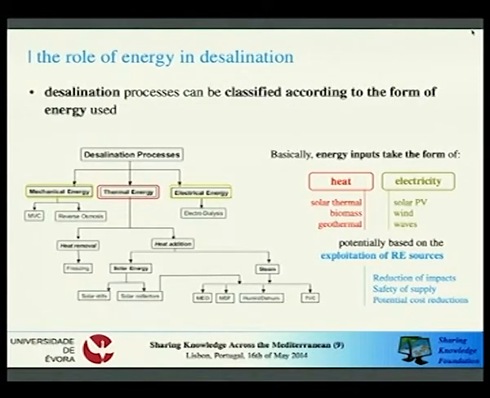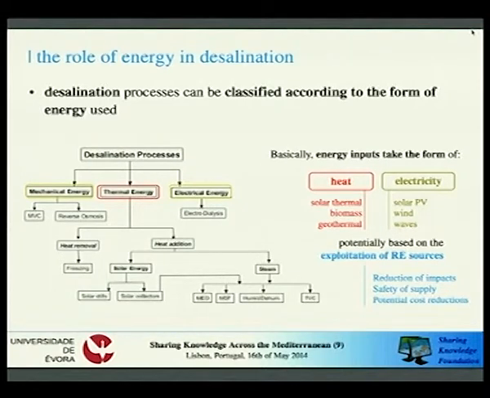So in this chart, we can see that desalination processes can be classified in terms of the energy requirements they stand for, in terms of the form of energy they use. And basically, we will have processes using mechanical energy, thermal energy, or electrical energy directly. So if we think that mechanical energy can be derived from either thermal energy or from electrical energy, we can state that basically energy inputs for desalination processes take the form of heat or electricity.